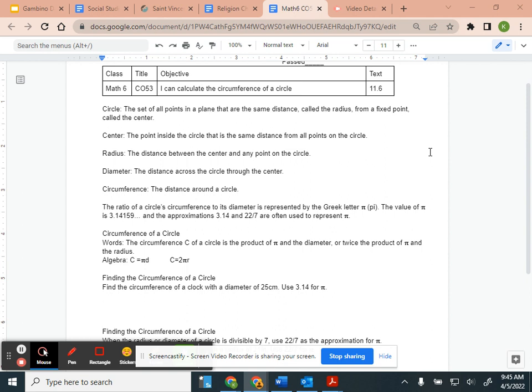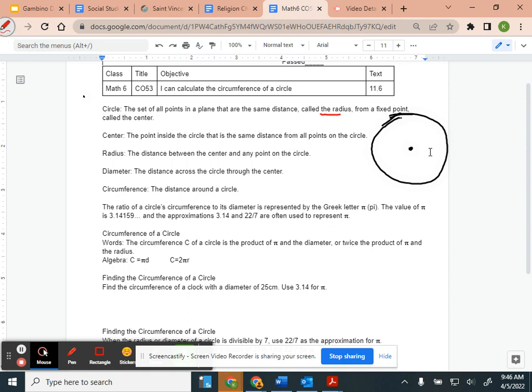A circle is the set of all points in a plane that are the same distance, called the radius, from a fixed point, called a center. So if we have our circle, let's go over here. That's not a very good circle. Let me try that again. So let's say that is an exact circle. If I used a compass, can't really use a compass on a smartboard. We have a center. Okay, so the center is right in the middle of the circle.